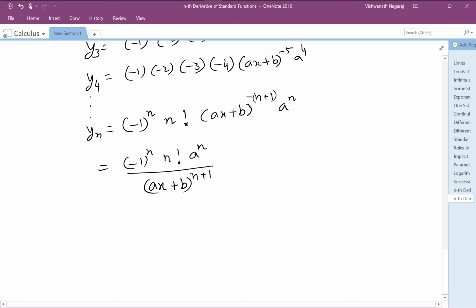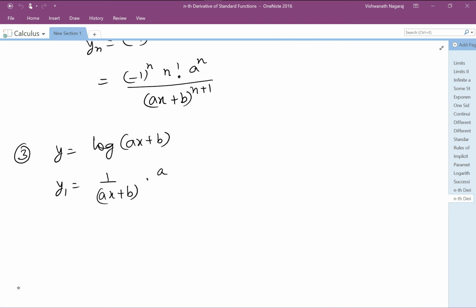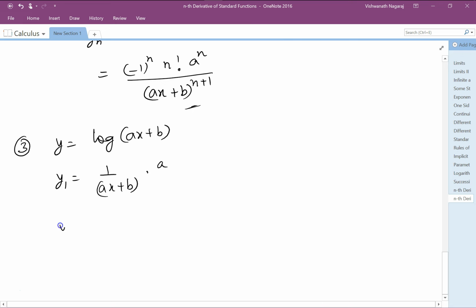Let's look at the next function. y is equal to log(ax plus b). y1 equal to derivative of ax plus b, that is 1 by (ax plus b) times a. Now the derivative of this we have already seen, (ax plus b) to the power of minus 1, and that is nothing but this. So yn is equal to minus 1 to the power of n.